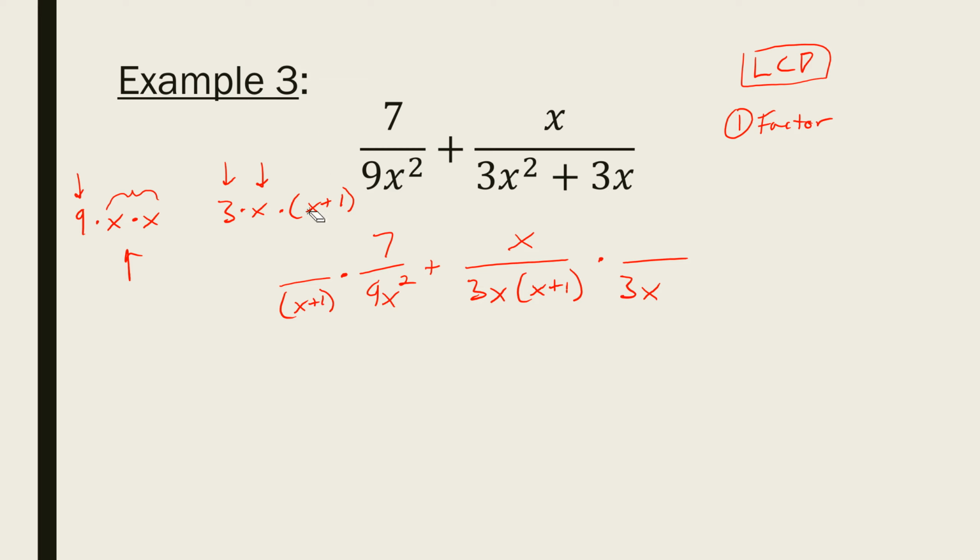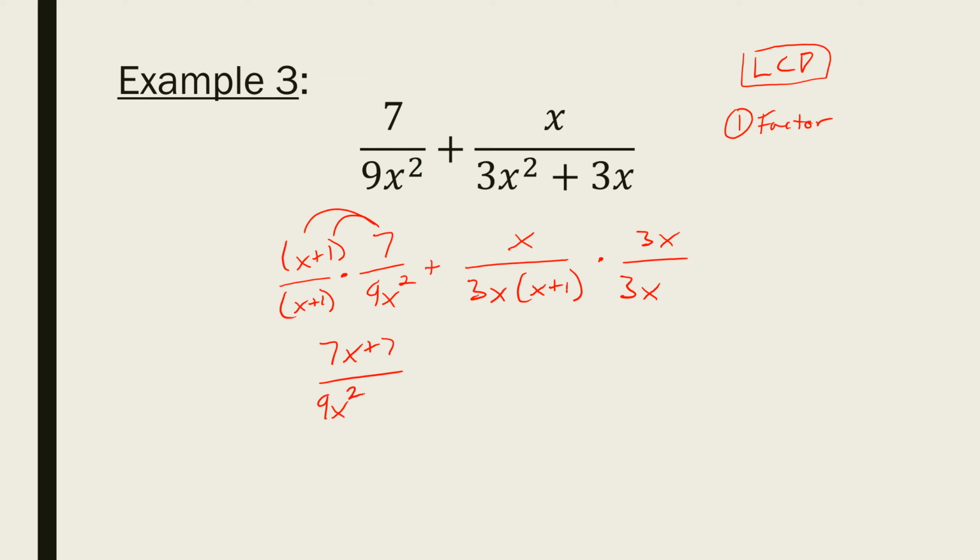Now, remember, whatever I do to the bottom, I need to do to the top. I think I have decided what needs to happen for the bottoms to look the same. I need to do the same thing to the top, though, because multiplying by, for example, x plus 1 over x plus 1 is the same as multiplying by 1. So, on the top, let's actually distribute. This will give me 7x plus 7 over 9x squared times x plus 1. I don't need to distribute down there because now that I have my LCD, that's just going to be the denominator for the rest of the problem. I would end up factoring it out anyway.